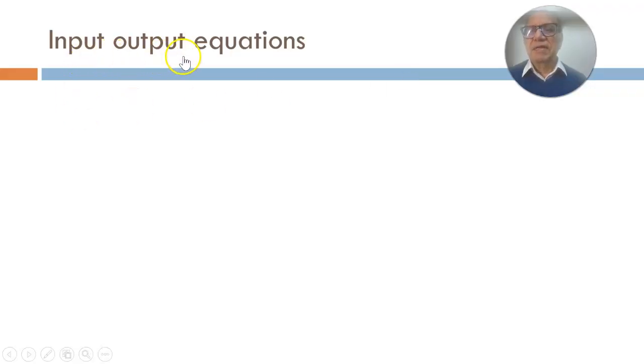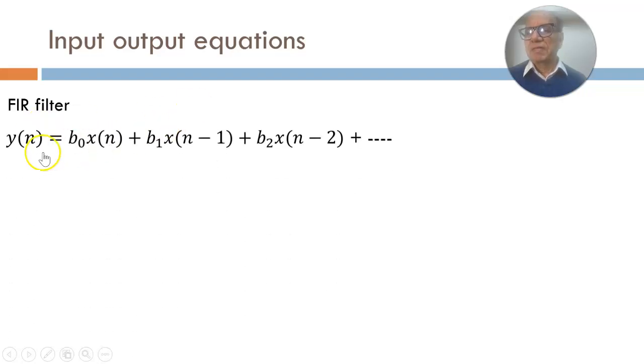Let us start by defining the input-output equations for FIR as well as IIR. FIR we have already studied. For an FIR filter, the output is given by this equation, and you can see that the output depends on the current value of the input and some of the past values. So x[n-1] is a past value one sample time earlier. This is a past value two sample times earlier, and so on. And once you know b0, b1, b2, effectively you have designed the filter.